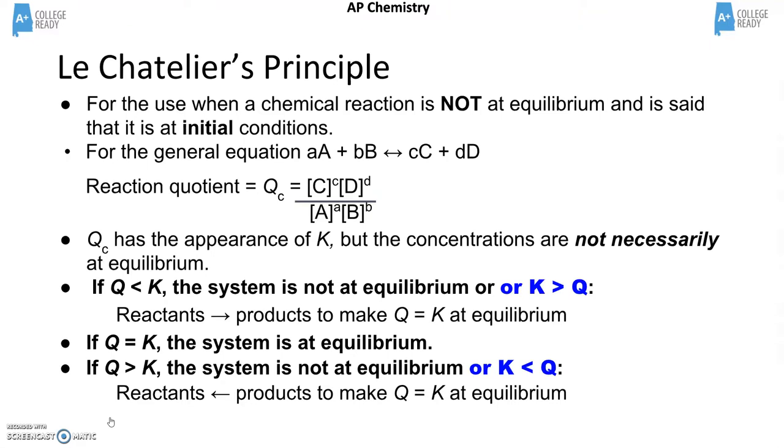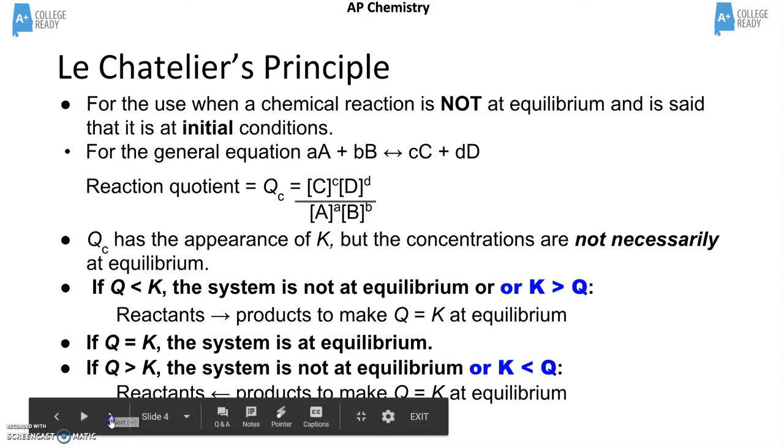Watch those key wording. So when Q is less than K, the system's not at equilibrium. The reactants are shifting toward the product side. When Q is equal to K, of course, we have equilibrium. When Q is greater than K, that means the system's not at equilibrium, and we're going to have to shift from the product side back to the reactants.